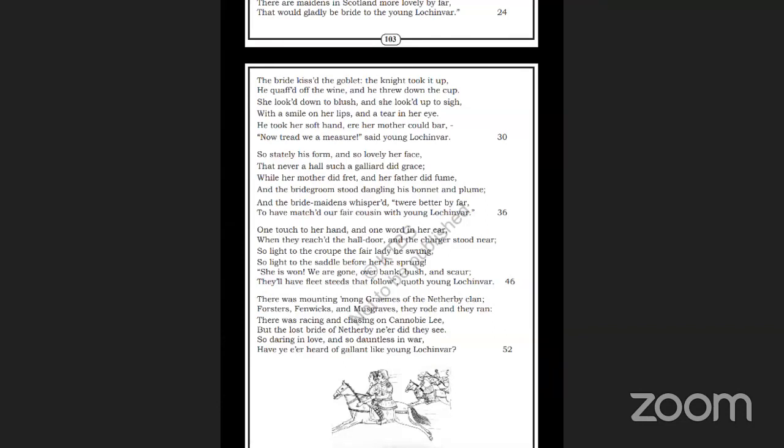The bride kissed the goblet. Goblet means a glass or a cup which is specially prepared to drink wine. So, Lochinvar was standing near Ellen, and Ellen kissed one glass, that is one goblet. When she kissed it, Lochinvar, the knight here means Lochinvar. Knight means a soldier or a warrior. Here the knight means Lochinvar himself.